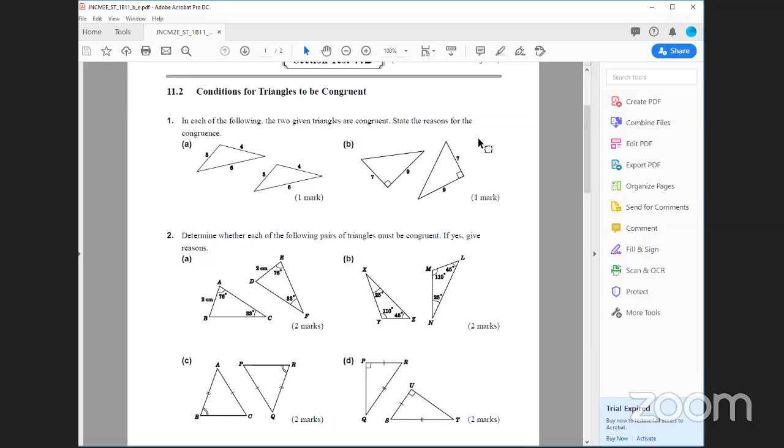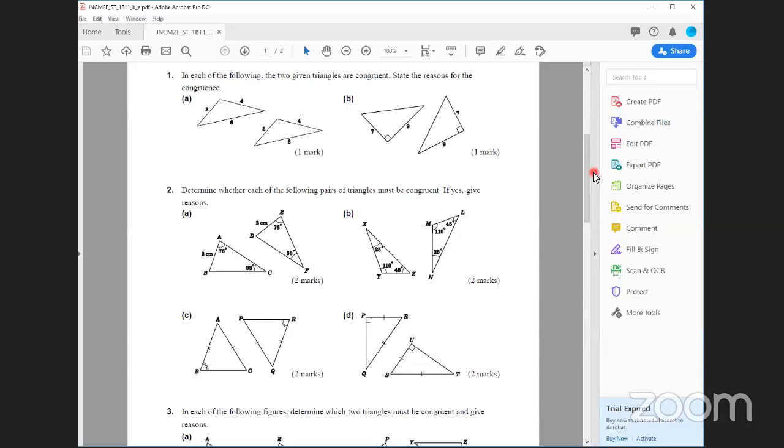Now, the first one, in each of the following, the two given triangles are congruent. It means you are told that these two triangles are congruent already. And then state the reasons for the congruence. Just state the reasons, whether it is RHS, SAS, ASA, or what. You just write in your piece of paper, no need to write in the chat. This is question 1A and 1B.